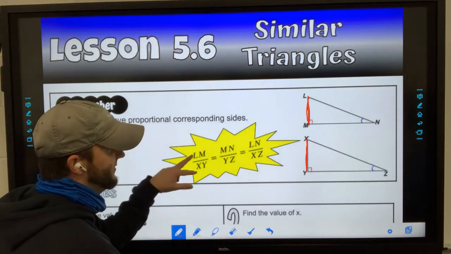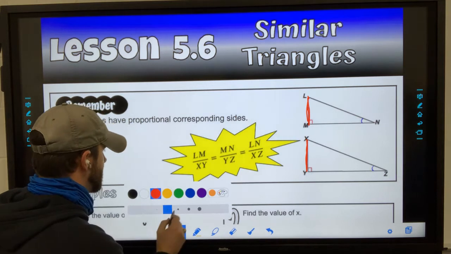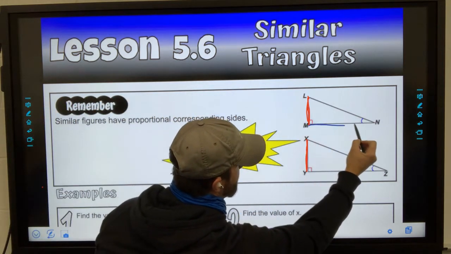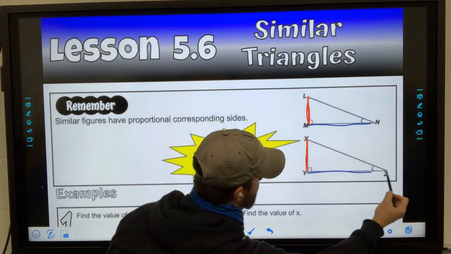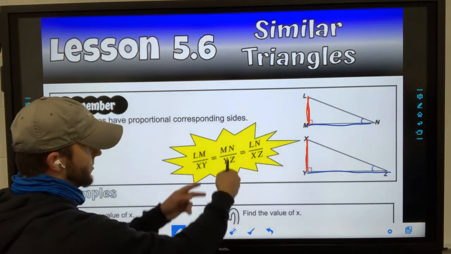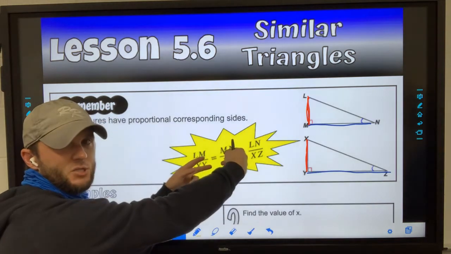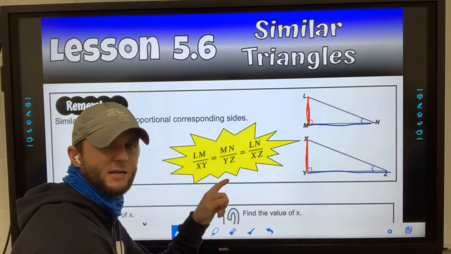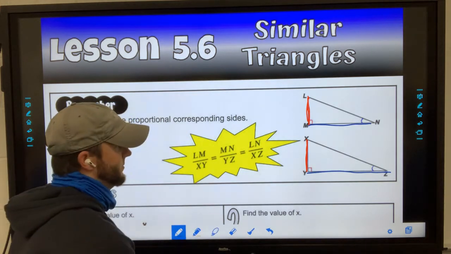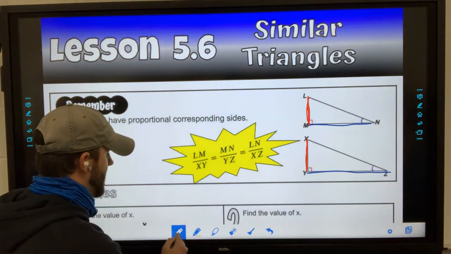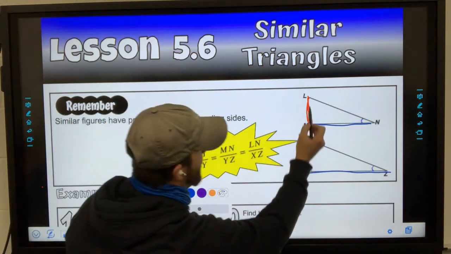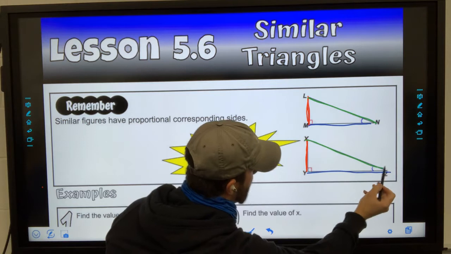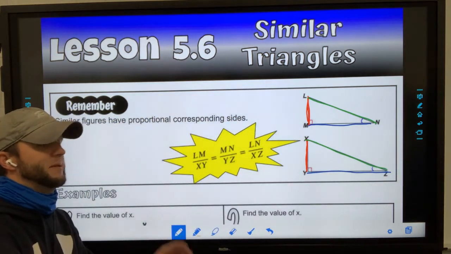The next corresponding proportional sides are MN and YZ. If I put these two fractions next to each other and divide them out, the decimal or number that comes out would be equal, which makes them proportional. And then lastly, LN and XZ are proportional to each other as well. So that means they're similar.